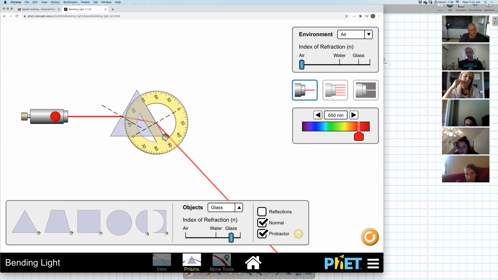Yeah, 30 is what, where? So actually, no, that'd be more like 42 degrees on that side. And for this side, it would be like 78 degrees. But yeah, it's always measured from the normal line.